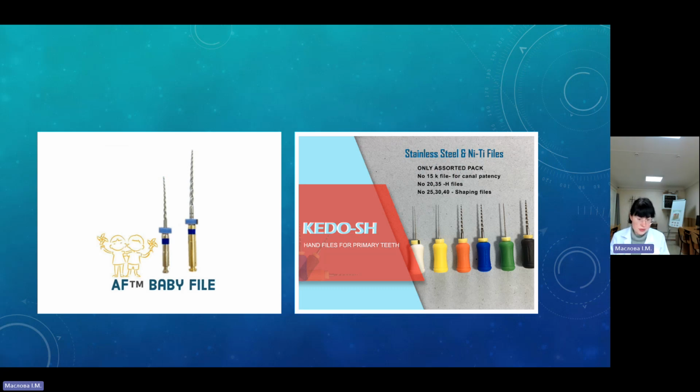Please put your attention on the screen. You can see there special endodontic instruments for pediatric dentistry. Baby files for the endodontic handpiece and for manual root canal instrumentation. And you can see that the lengths of these baby files are shorter than the length of standard endodontic instruments.